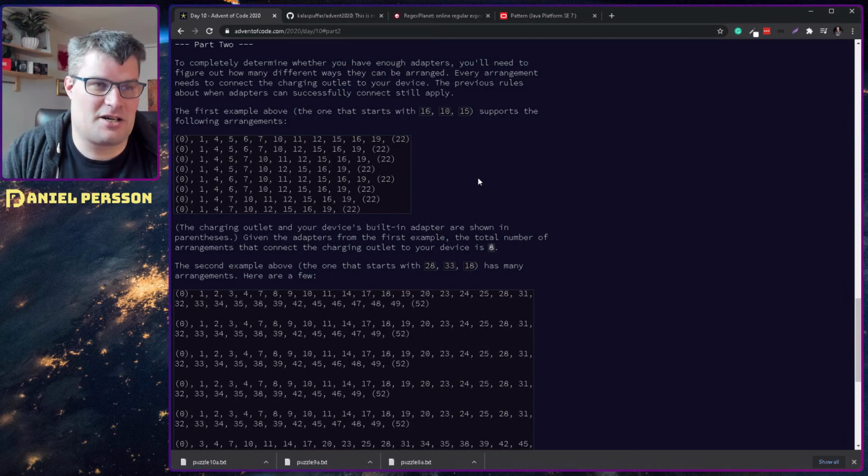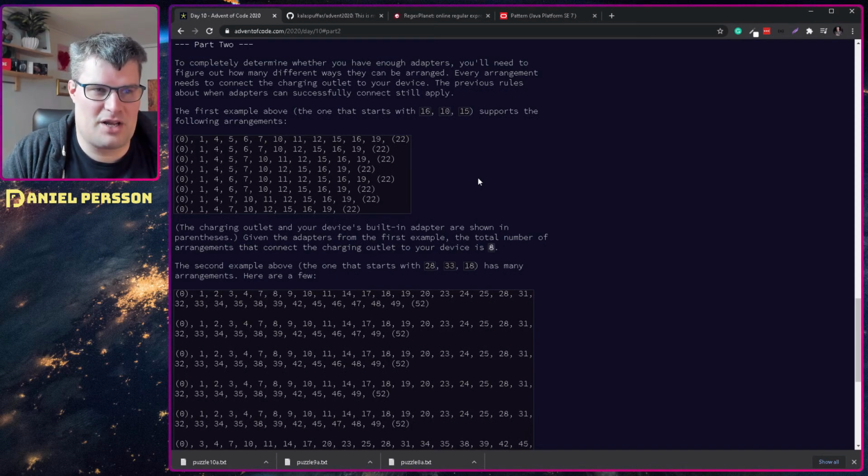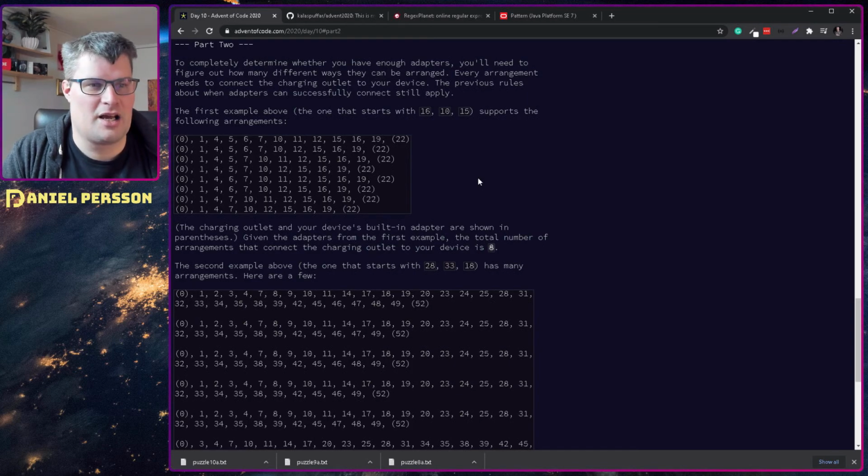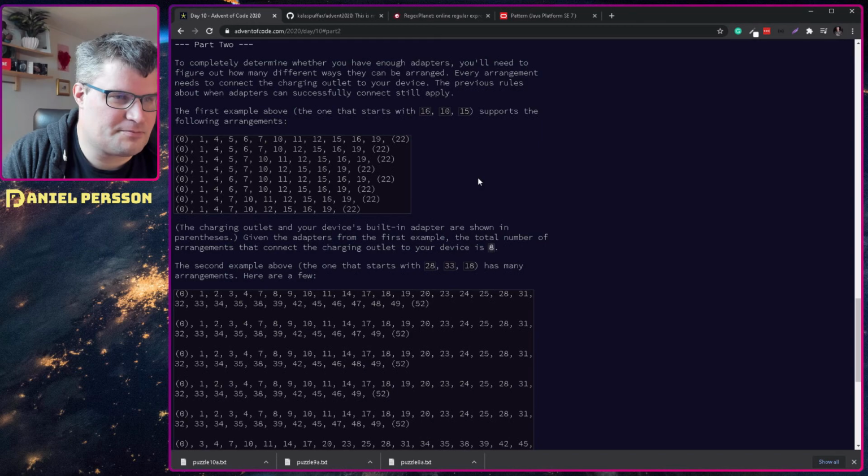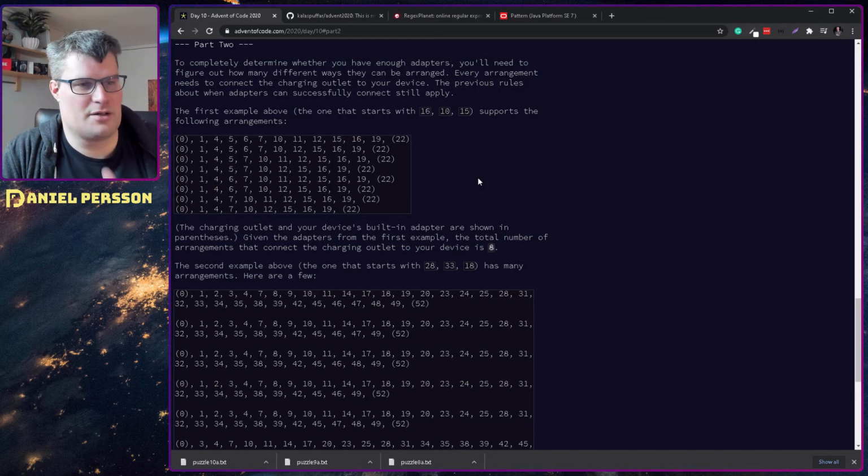To completely determine whether you have enough adapters, you need to figure out how many different ways they can be arranged. Every arrangement needs to connect the charger outlets to your device. The previous rules about adapters can successfully connect still apply. The first example above, the one that starts with 16, 10, 15, supports the following arrangement.